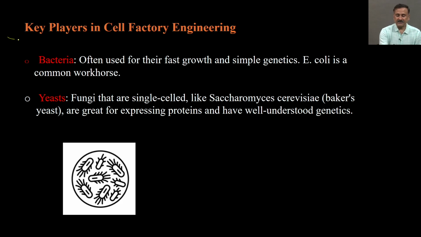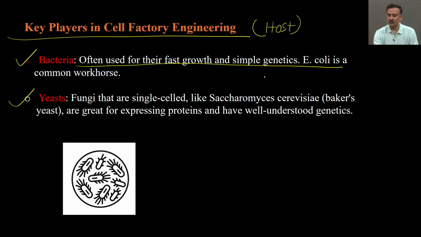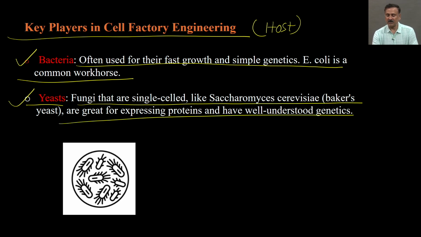What are the key players in cellular factory engineering? The first is the host. You can have different types of hosts. You can have bacterial hosts, often used for fast growth and simple genetics. E. coli is a common workhorse. Then you can use yeast. Fungi that are single celled, like Saccharomyces cerevisiae, are great for expressing proteins as they have well understood genetics.